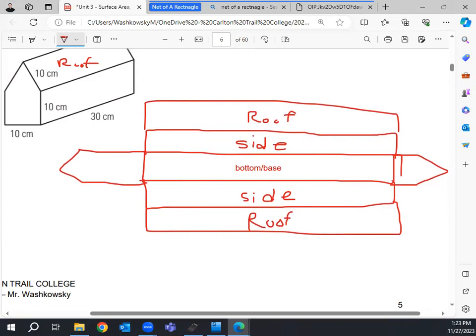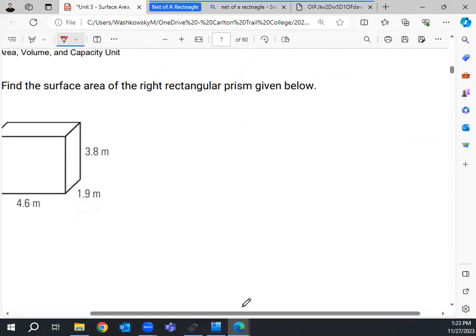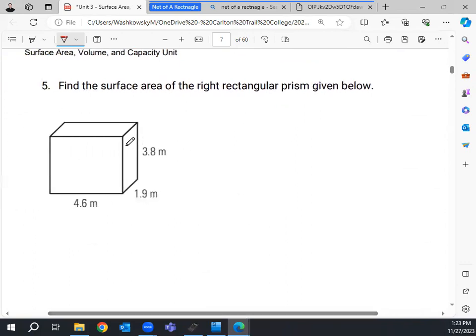So what some people like doing on this next question is drawing nets of this. Personally, I'm not going to do that. You can if you want. That's fine. But what this question's asking me to do is find the surface area of this prism below. Now, my question for you is, how many sides does this thing have?